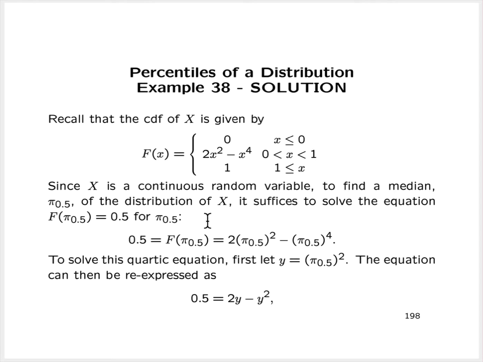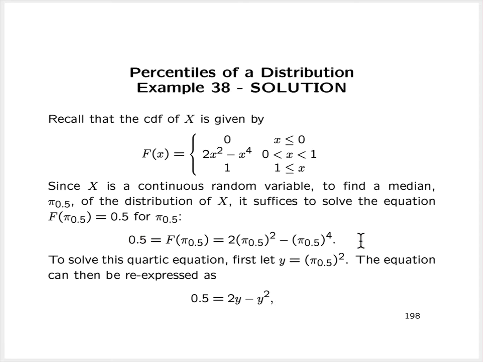Now we know that the median is going to have to be on the interval from 0 to 1, and so when we plug pi sub 0.5 in as an argument to the CDF, the expression is going to have to be 2 times the square of that pi sub 0.5 minus pi sub 0.5 to the 4th power. And so that is what we have right here. We set that equal to 0.5, or 1/2, and then we solve that for pi sub 0.5.